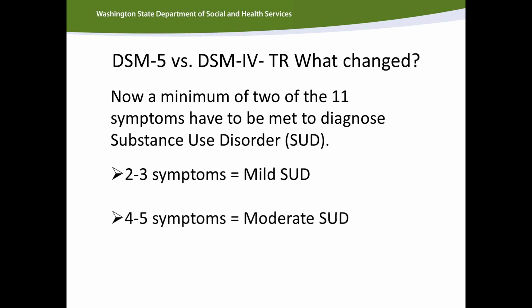4 to 5 of the 11 symptoms are needed to diagnose moderate substance use disorder. This would be the beginnings of what would be the substance dependence categories in DSM-IV. And then 6 or more symptoms would be severe substance use disorder. And this would definitely be in the substance dependence category under DSM-IV.